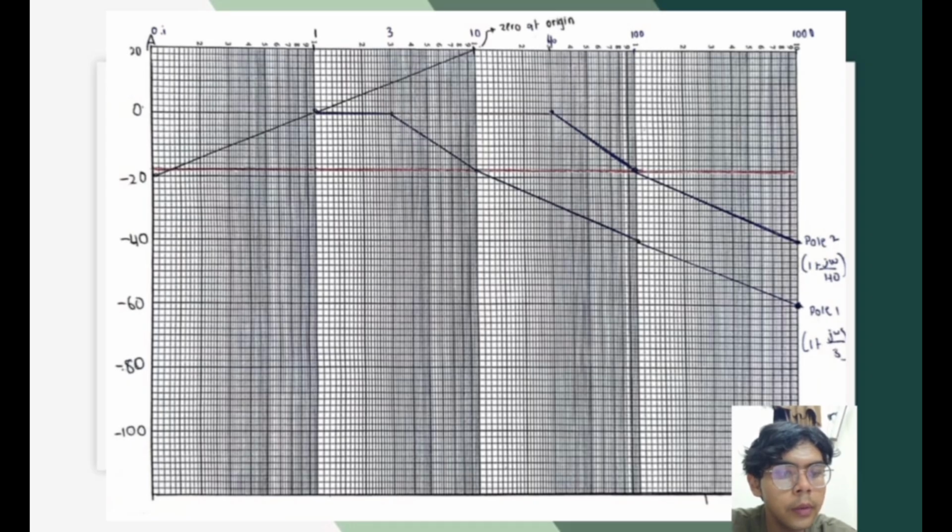As we know, the poles will go downward, so the pole at 3 radians per second will contribute negative 20 dB per decade after 3, and just like 3, 40 radians per second will have negative 40 dB per decade after 40 radians per second. We can write the expression to make it easier. As it goes, a simple zero will move the magnitude upward and the pole will move it downward again.